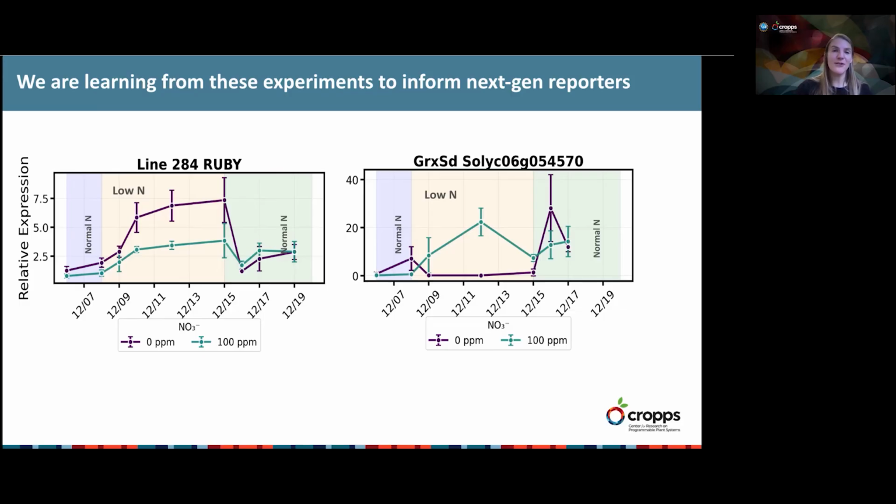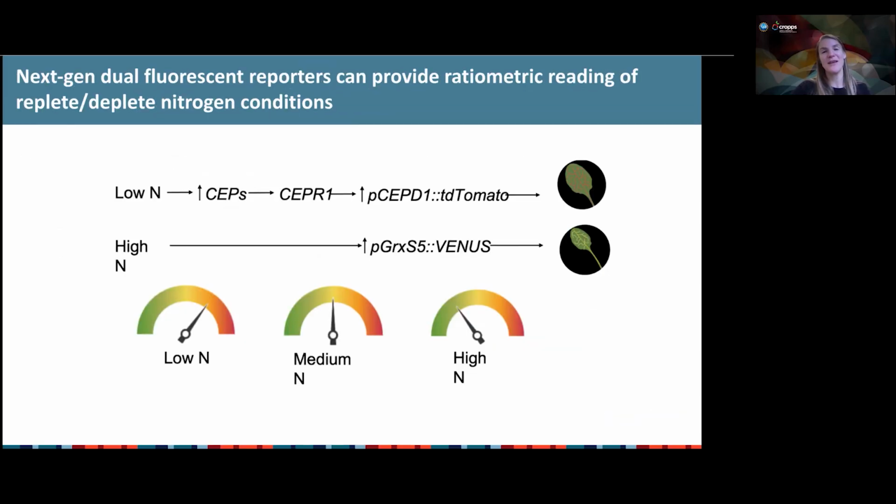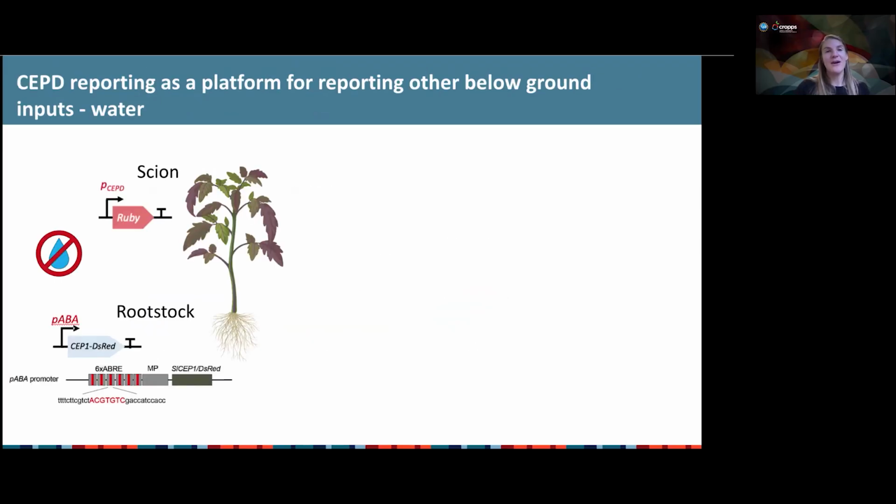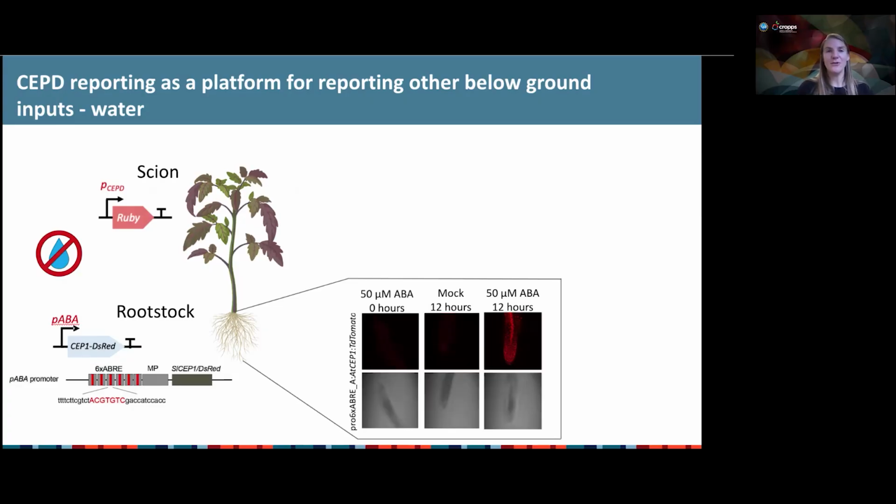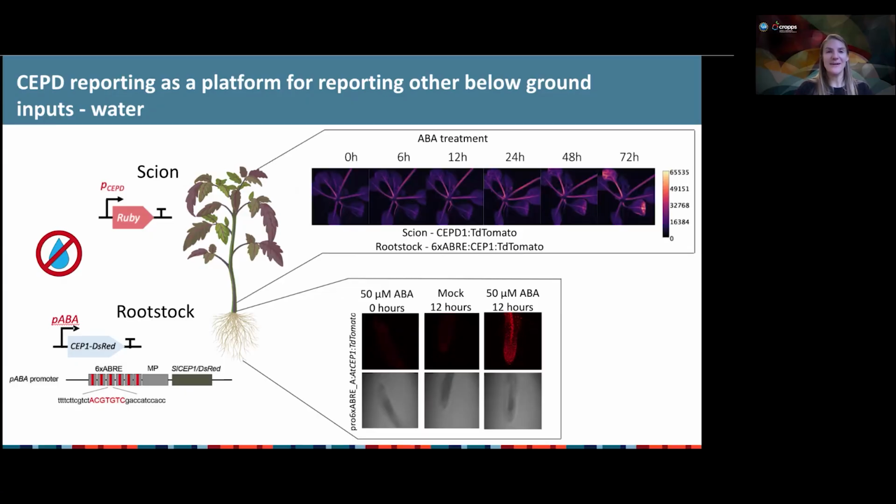Notably, there are several family members that follow this alternative GRXS expression pattern. We're using these contrasting GRXS gene family members to fine-tune the nitrogen reporter dial using dual fluorescent outputs. We are also building on SEPD reporting as a platform for reporting on flexible inputs. Here we have built out prototypes in Arabidopsis with drought-activated root-to-shoot signaling that turn on SEPD reporters and grafted scions. We are now extending this technology into rewired tomato signaling systems.